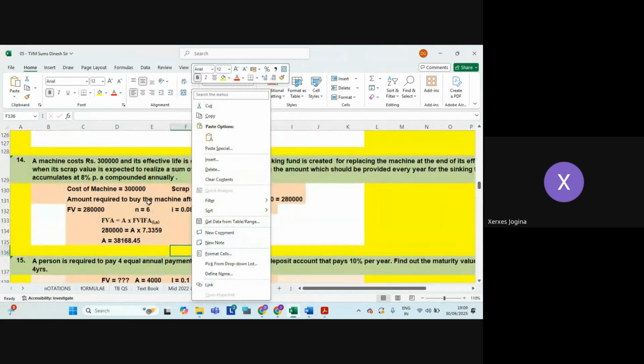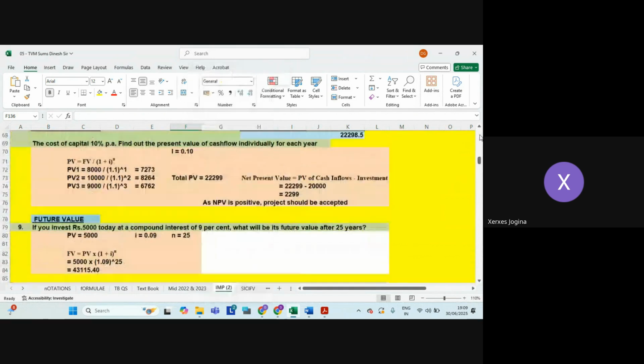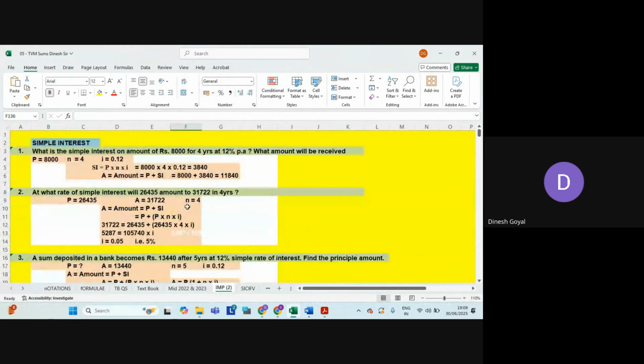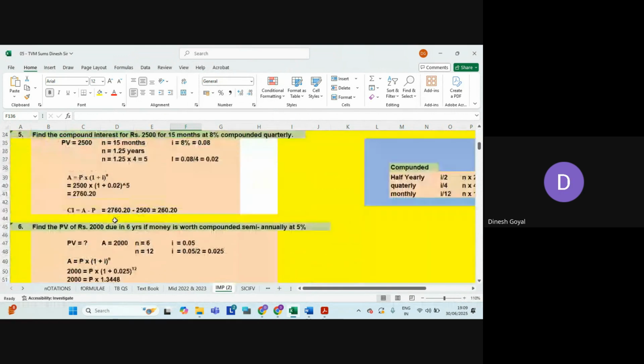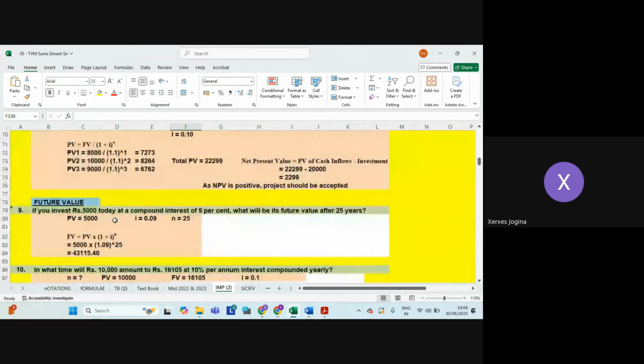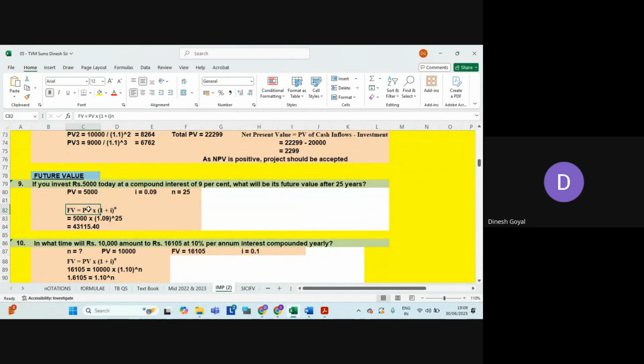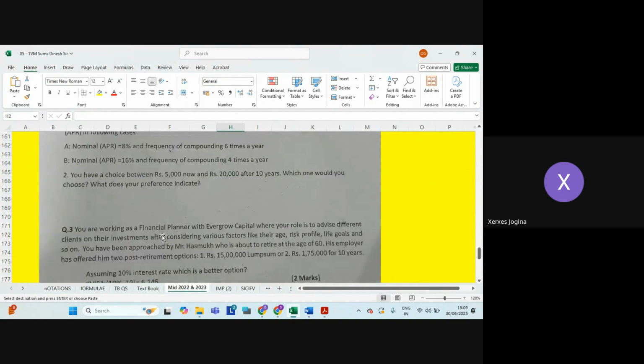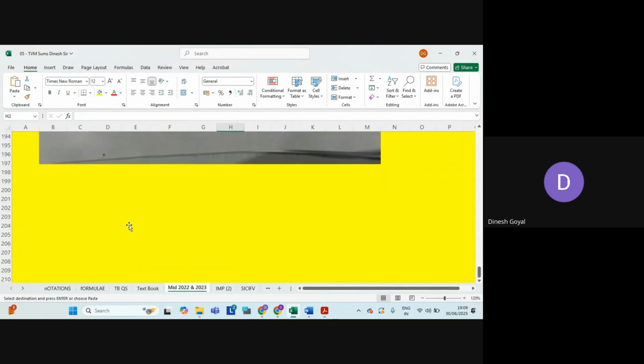Sir, this 7% is the rate, right, sir? Yeah, different rates. You have to find the future value at different rates. So this is the formula, and this will be given, which you have to write. Can we do the sum first? Yes, yes, I will solve here.